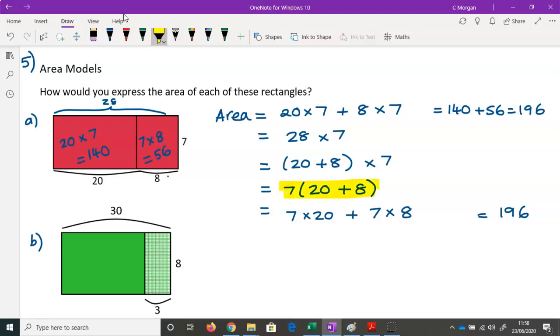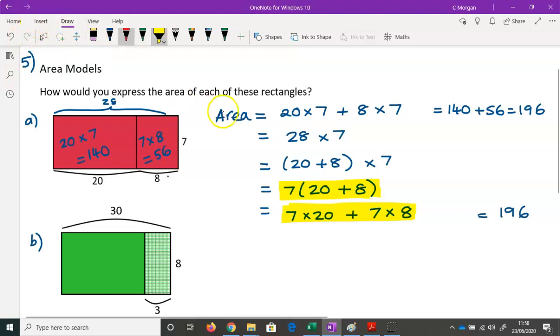So I have an expression involving brackets and an expression not involving brackets. I asked you to see if you could spot a link earlier. Can you spot a link between the expression in brackets and the one underneath it highlighted in yellow?